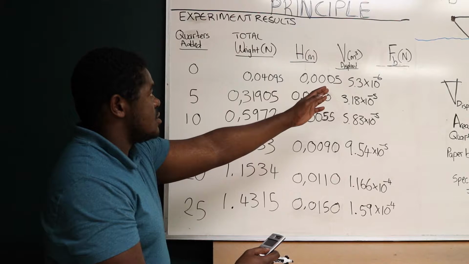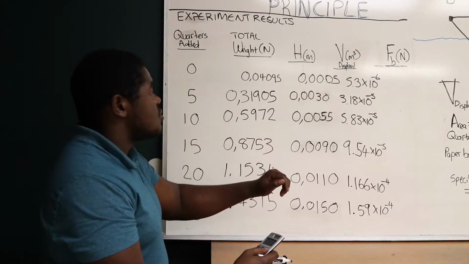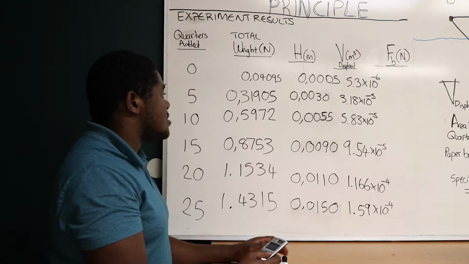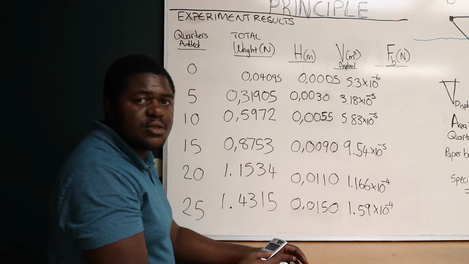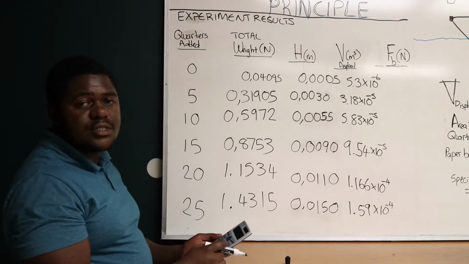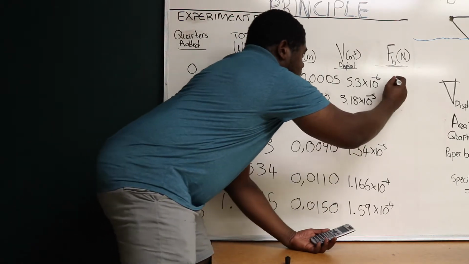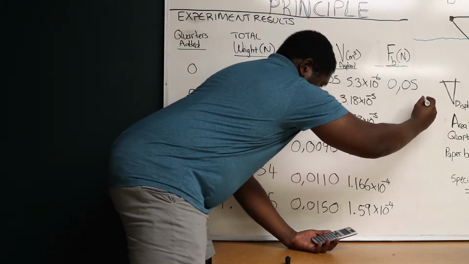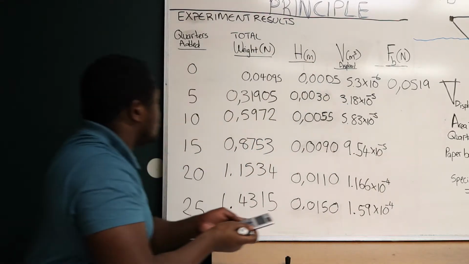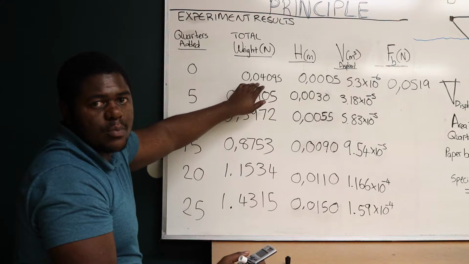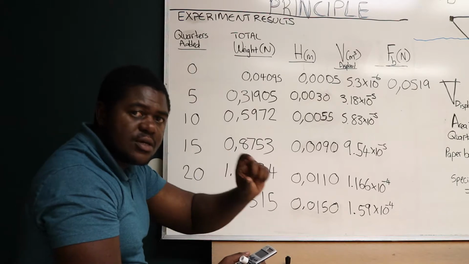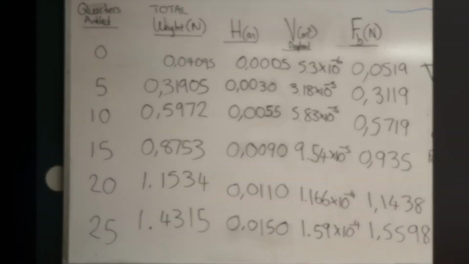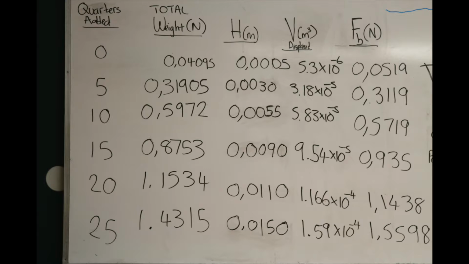To calculate our buoyancy force for the boat without any coins, we multiply the displaced volume, 5.3 times 10 to the negative 6 cubic meters, by the specific weight of water, 9,810 newtons per meter cubed, and our value comes to 0.0519 newtons, which is almost the same as our total weight for the boat. But the discrepancy in value is attributed to the error in reading off the value of H on the fish tank.